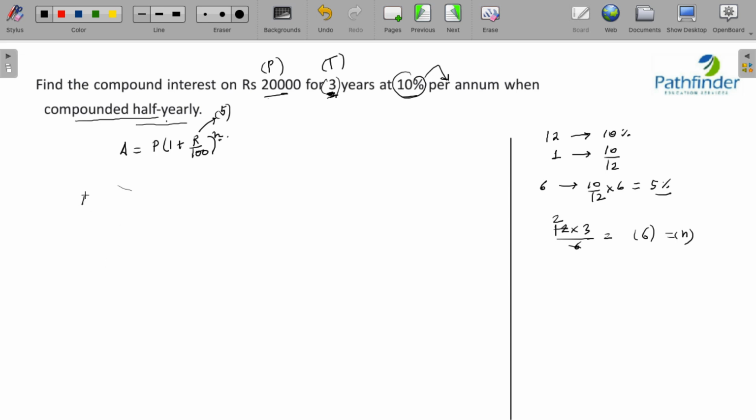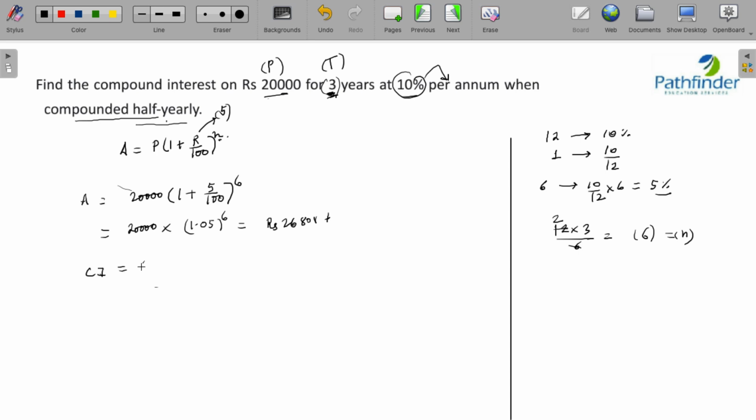So now we can go to the calculation of the amount. Amount is equal to 20,000 multiplied by 1 plus 5 by 100 to the power of 6. And how do you calculate that? That gives us 20,000 into 1.05 to the power of 6. And if you multiply this, you will get rupees 26,801. But this is still not the compound interest.